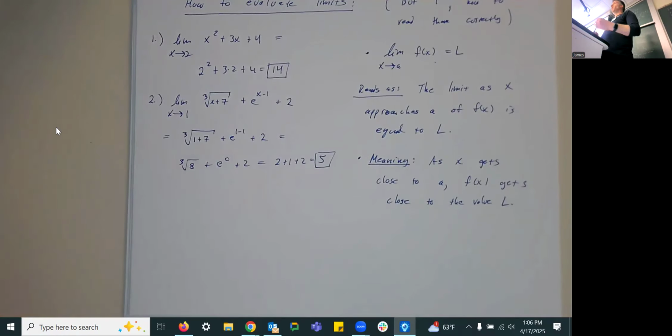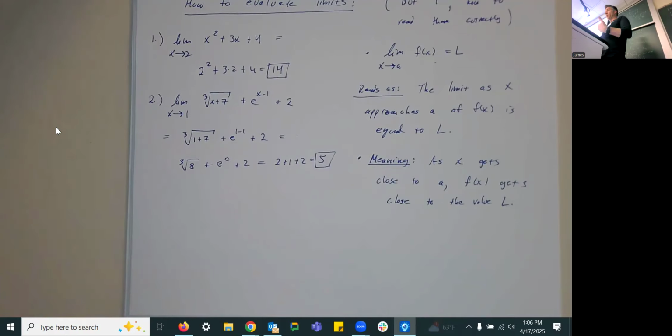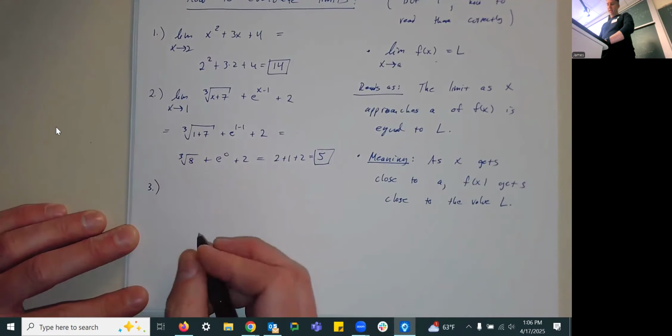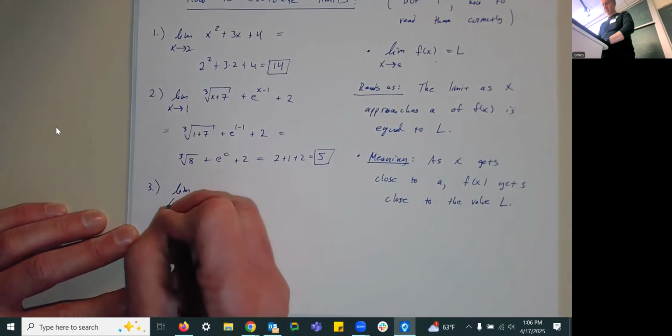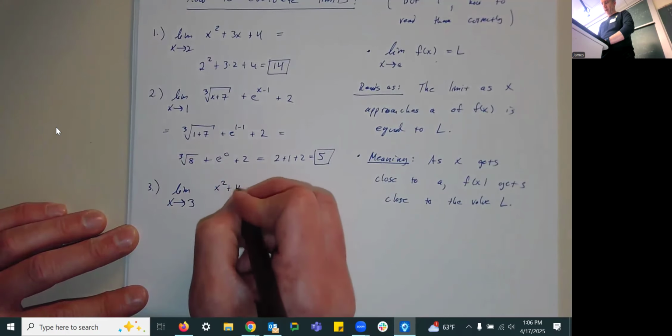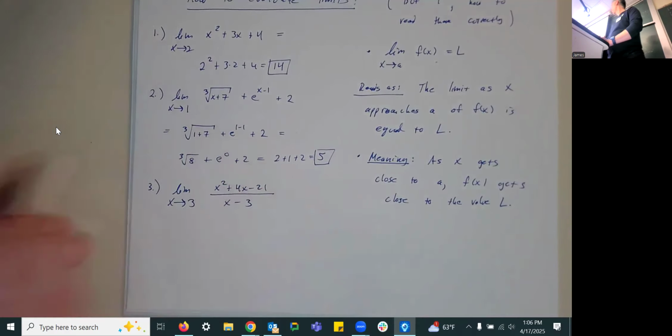Unsurprisingly, most of the time, this isn't going to be what you're going to see. You're not usually going to see a lot of limits where you just plug in and you get a number. I will point out one way that people, well, no, I'll do that in a second. So what you're more likely to see is a limit like this: limit as x approaches 3 of x squared plus 4x minus 21 divided by x minus 3.